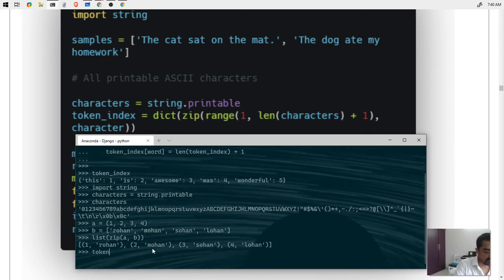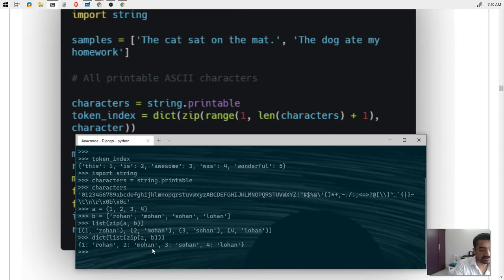So if you look at token index equal to dictionary of zip. Why dictionary? Because whatever I did on top here, if I convert this into dict, instead of tuples I would now be playing with a dictionary. Dictionaries are slightly easier to play with, right? Now, if you look at what is happening here, we can say token index equals dict.